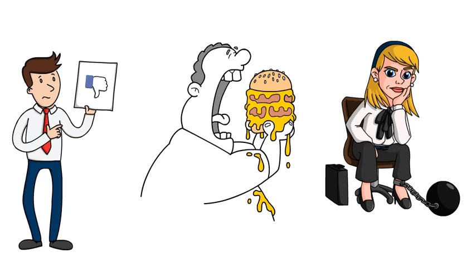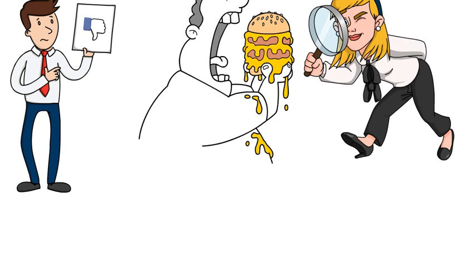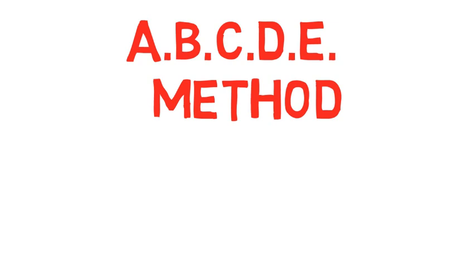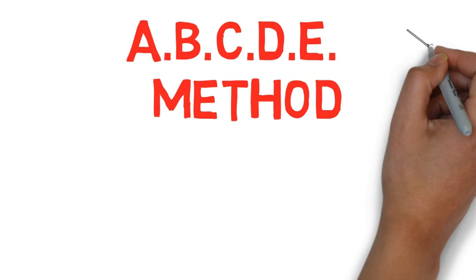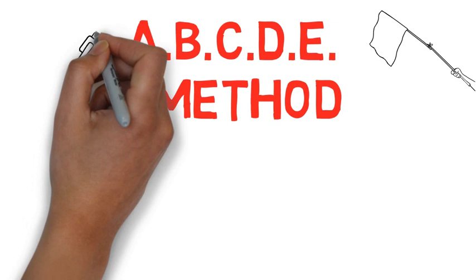We can change these helpless beliefs by using the ABCDE method for learned optimism. This method was developed by Dr. Martin Seligman, who played a big part in discovering learned helplessness and is believed to be the founder of positive psychology. Having a pen and paper is helpful for this exercise.